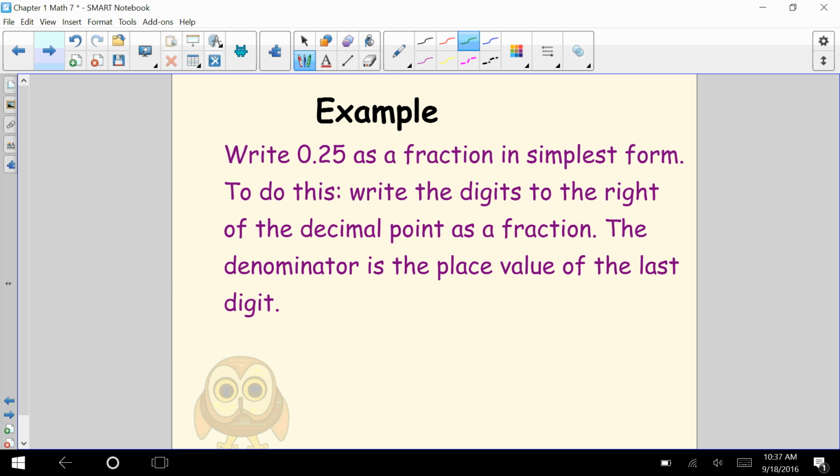Our next example is going to be to write 0.25 as a fraction in simplest form. To do this, we are going to write the digits to the right of the decimal point as a fraction. So the 25 is our numerator. The denominator is the place value of the last digit. Our last digit is the 5. That is in the hundredths place, so our denominator is 100. Now we simplify. I know that 25 goes into both of these. So my answer is 1/4.